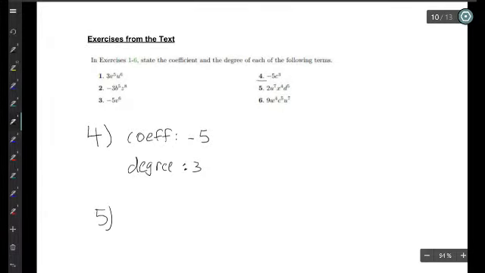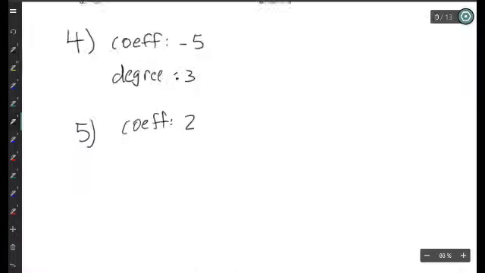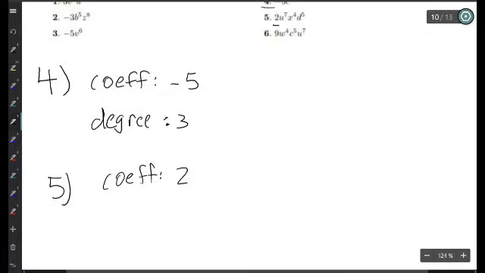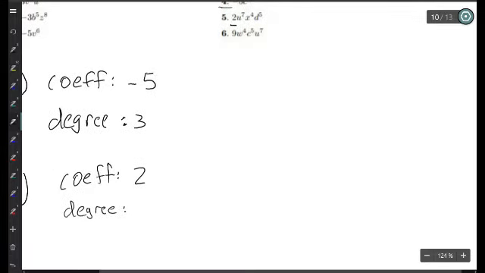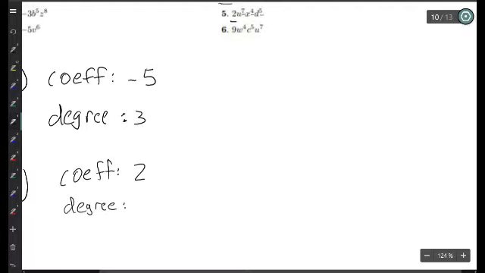So for 5, the coefficient is 2, and the degree is 7, 4, and 5 added together, which is 16.